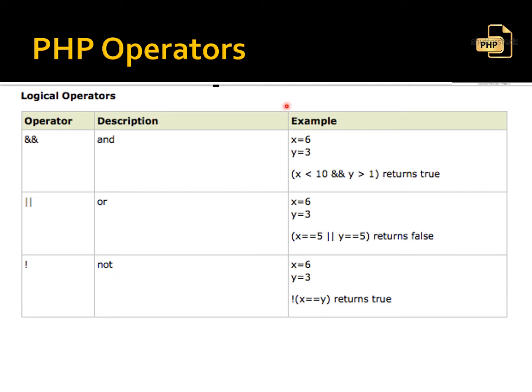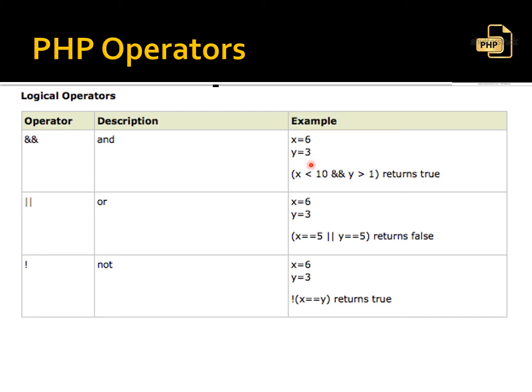Now we can see the different logical operators. Ampersand ampersand indicates the logical AND operation. Then OR, this is a logical OR operator. Then the exclamation sign, this is a logical NOT operator. So here we are having examples for the AND operator, OR operator and NOT operator.